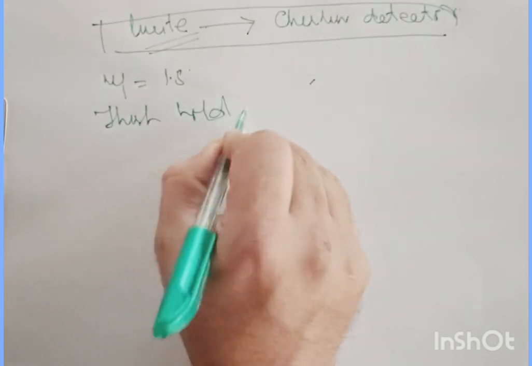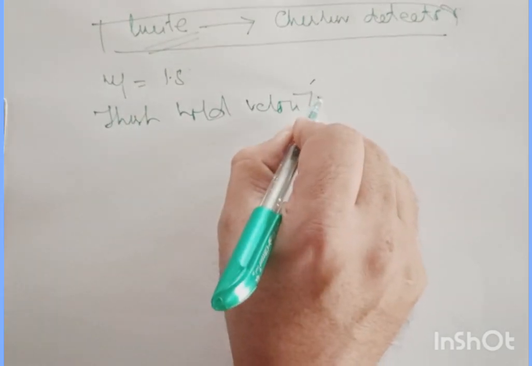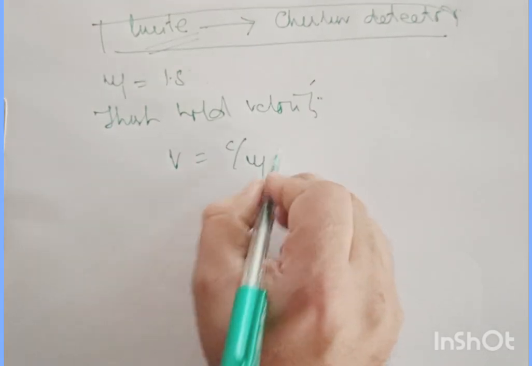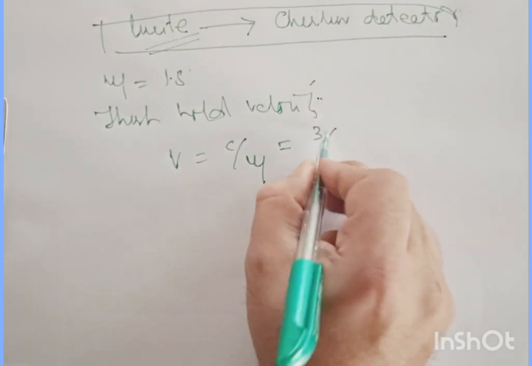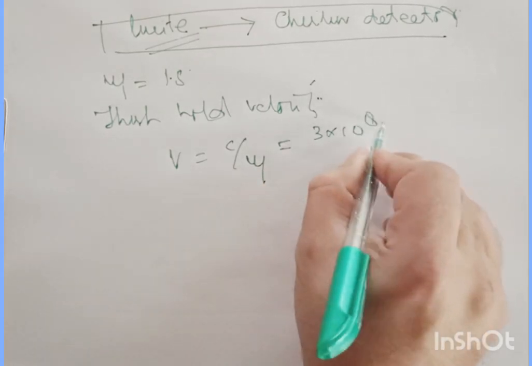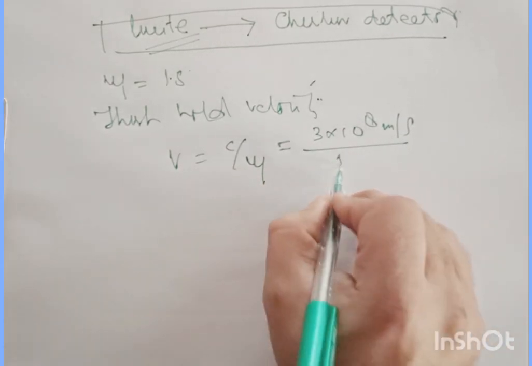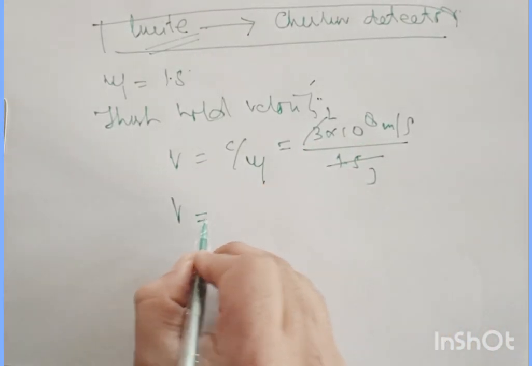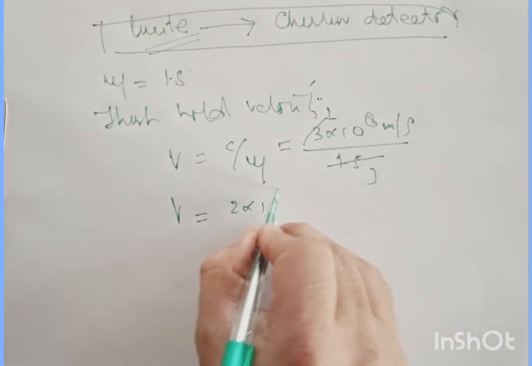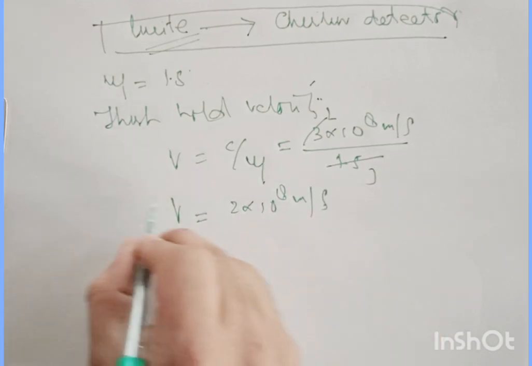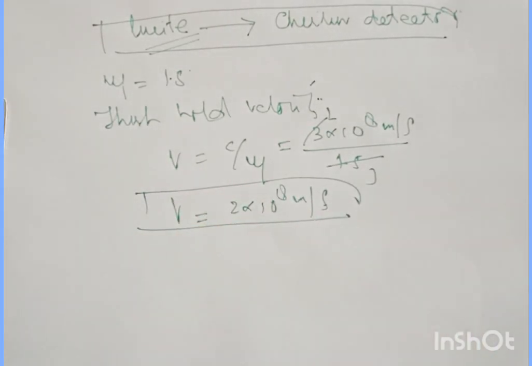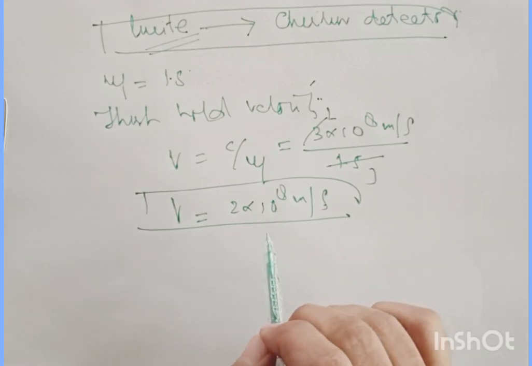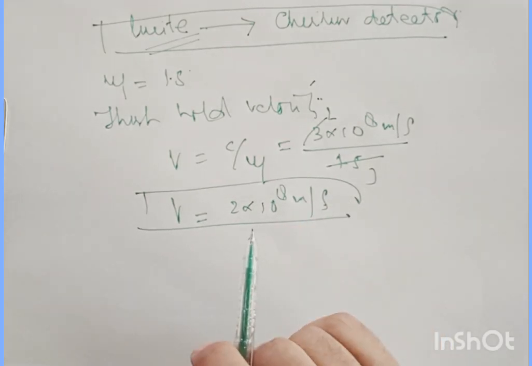So what will be that? V is C by mu, and C is 3 times 10 to the power of 8 meter per second, divided by 1.5. So V is going to be 2 times 10 to the power of 8 meter per second. This is going to be the threshold velocity of the electrons that will be used to produce Cherenkov radiations.